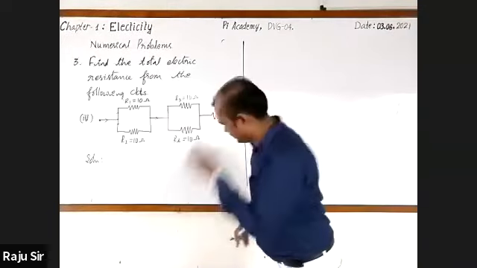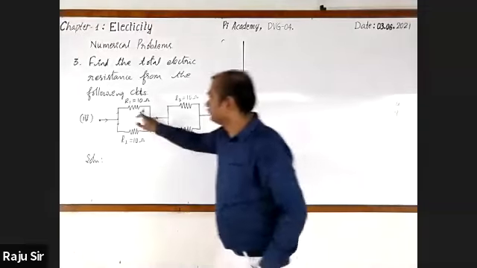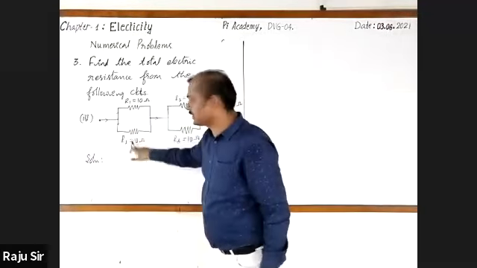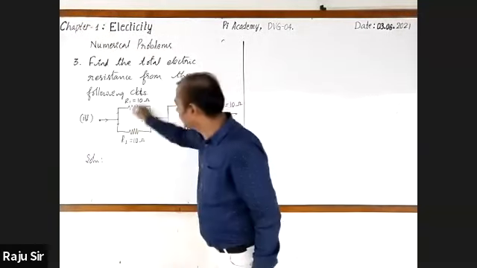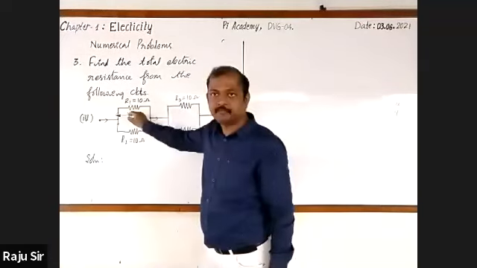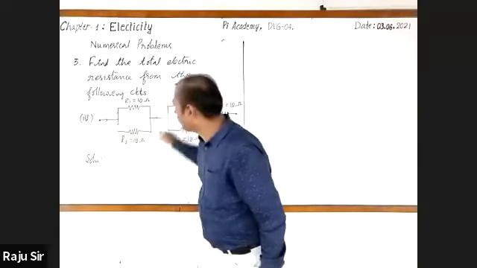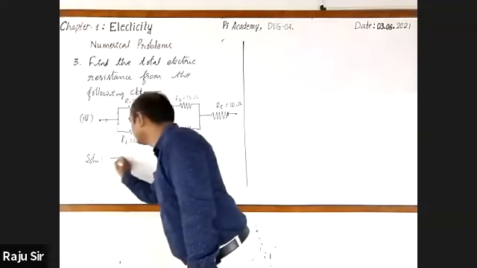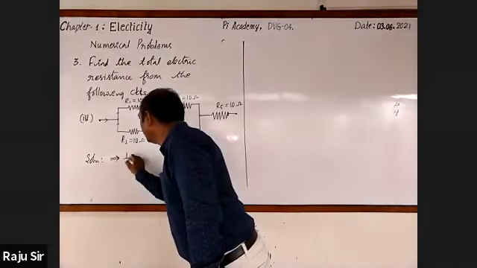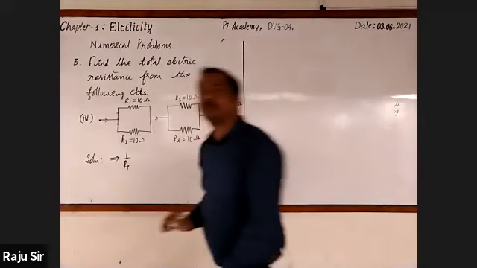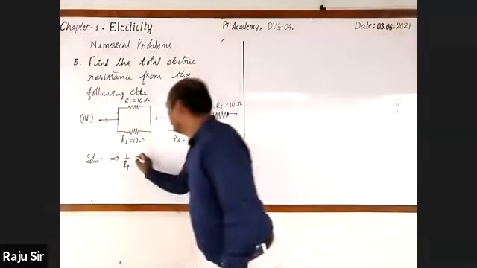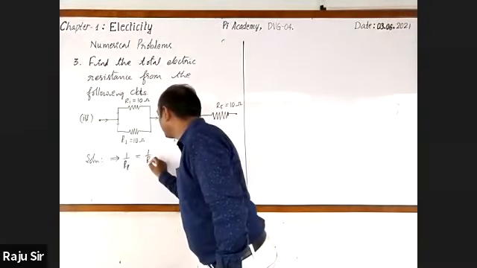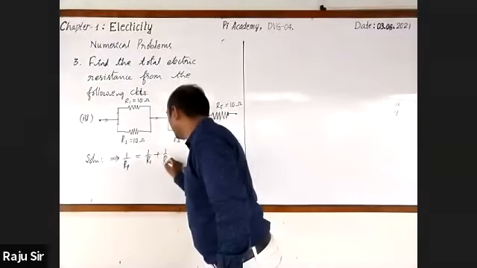Observe. Here, the first and second resistors are connected in parallel. Let us find its effective resistance. It is 1 by Rp equal to 1 by R1 plus 1 by R2.